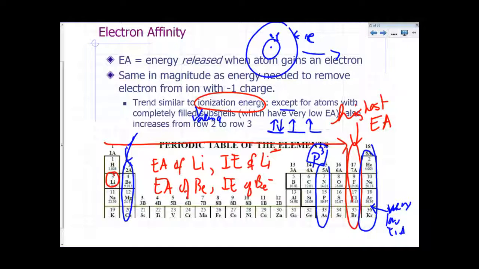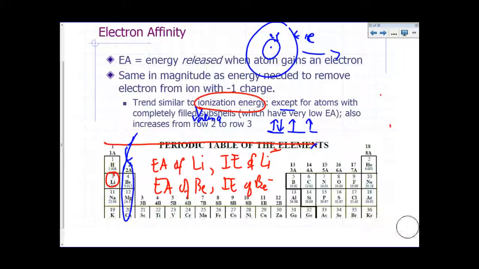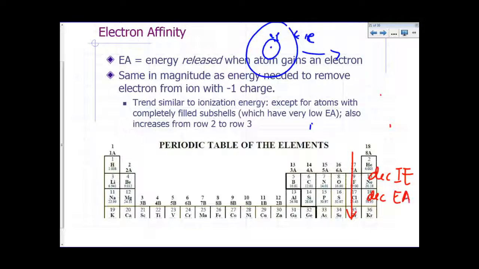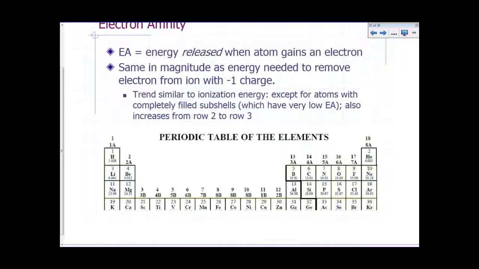Now, what about going down a column? The trend going down a column will pretty much just follow ionization energy as well. So going down a column, remember, there's decreasing ionization energy, right? The electron affinity will also be decreasing. Now, there is a break, though, in going from row 2 to row number 3. So that trend really starts from row number 3 on down. So this means that chlorine would have a higher electron affinity than bromine. So going down, you have decreasing electron affinity.